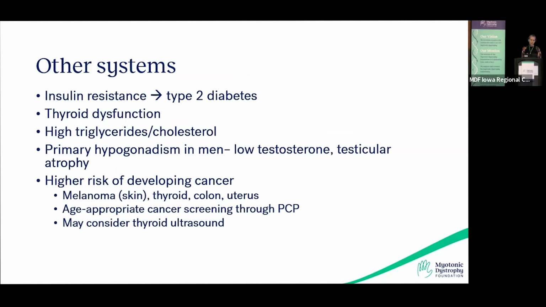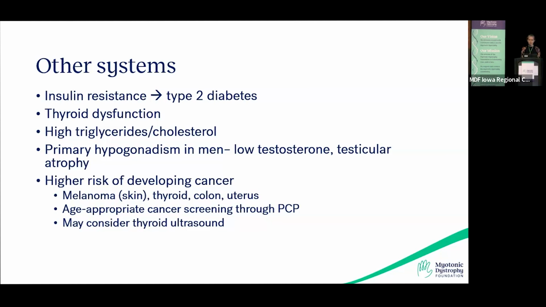There have been reports and more research developing in the area of cancers in DM1, and there is a higher risk of developing cancer, particularly melanoma, which is a type of skin cancer, thyroid, colon, and uterus. The recommendations at this point are just to follow age-appropriate cancer screening with your primary care doctor. So there aren't any recommendations beyond that, but it is something that we stress to people: make sure they have a primary care provider and that they're up to date on these screenings.